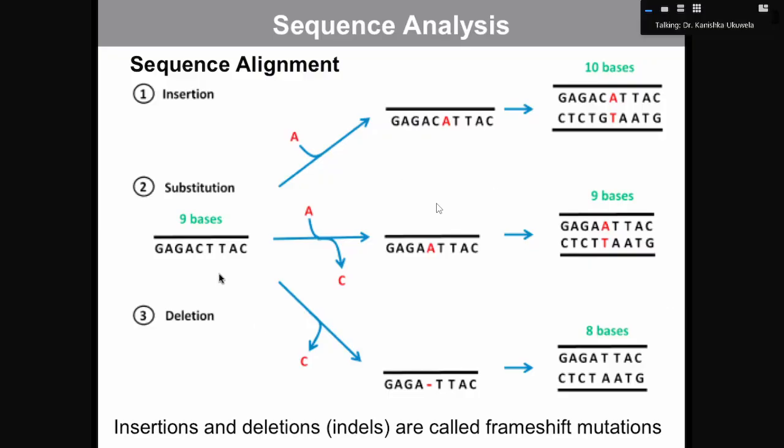Just imagine, between C and T, between the fifth and the sixth nucleotides, a new nucleotide has been added, an adenine, right? So that's an insertion. Adenine has been inserted between C and T in the fifth and the sixth position. So now the resulting sequence has 10 nucleotides. So that's an insertion.